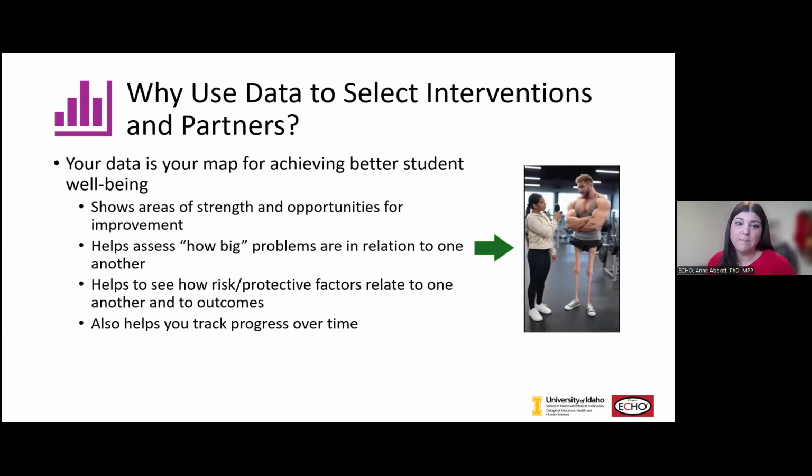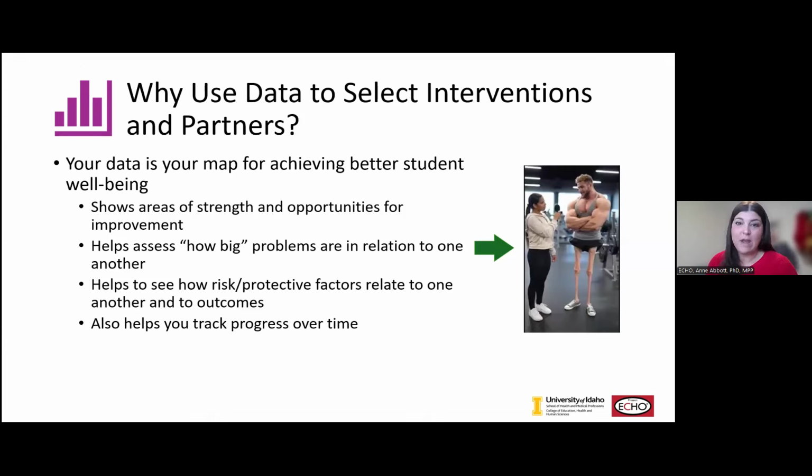Data is important because it helps show our areas of strength as well as areas that we can improve upon. It also helps us zero in on how big certain problems are in relation to one another. So if I look at my chicken legs on the right, I can see this guy, despite the fact that he's not real, obviously, doing any more upper body work, right? He needs to be thinking about those legs.